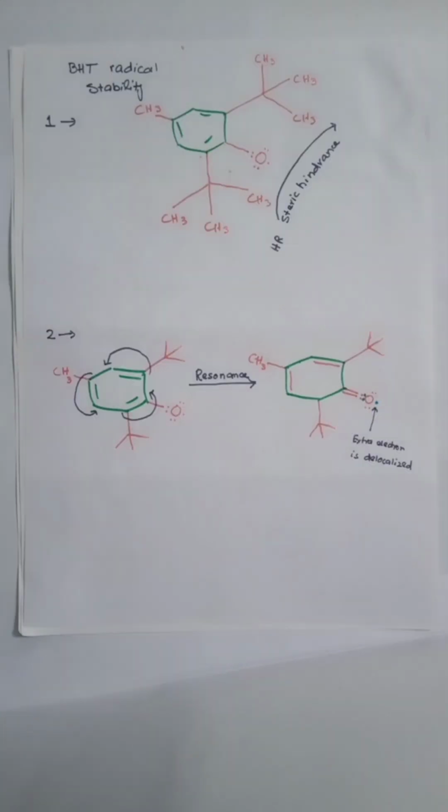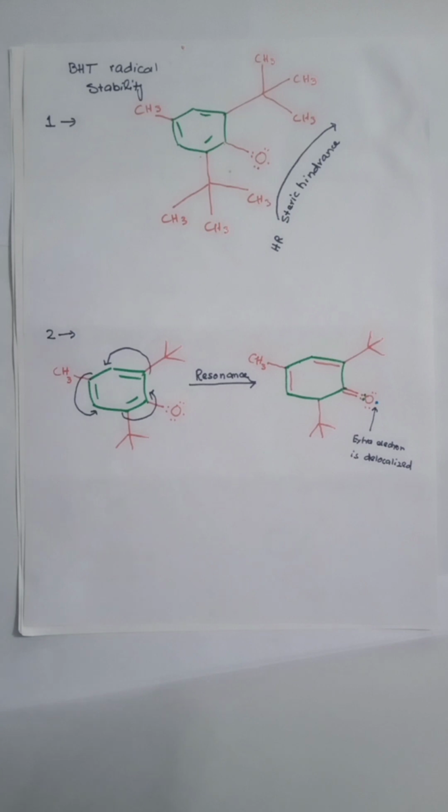However, the BHT radical is not like the vitamin D radical, because the BHT radical is stable due to two reasons. One reason is steric hindrance. It contains bulky groups in which three methyl groups are attached to the tertiary carbon, which make a bulky group that shields the oxygen atom of the BHT radical, which is prone to attack by any acid or other species.